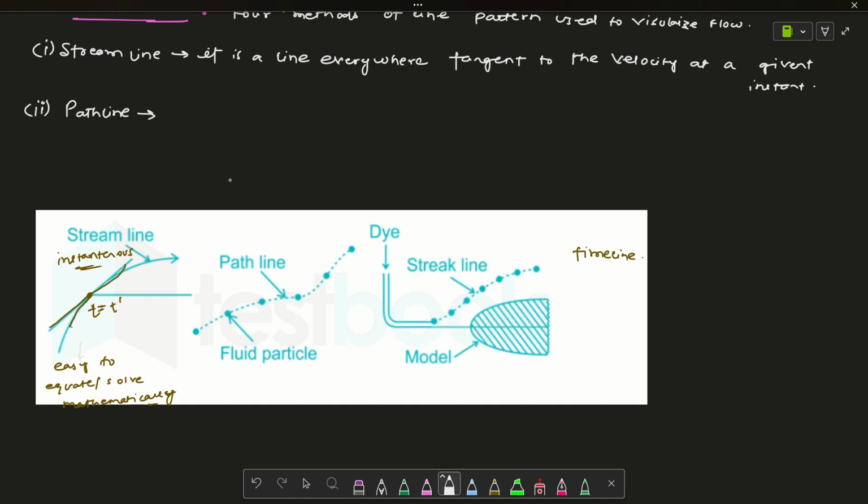So in the pathline we will trace the actual path of fluid particles.